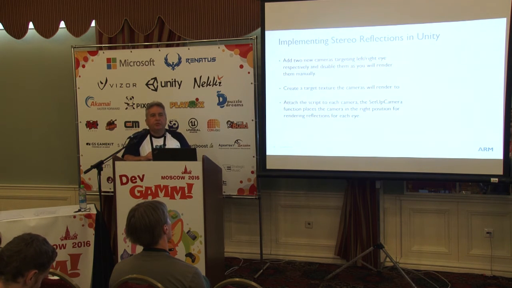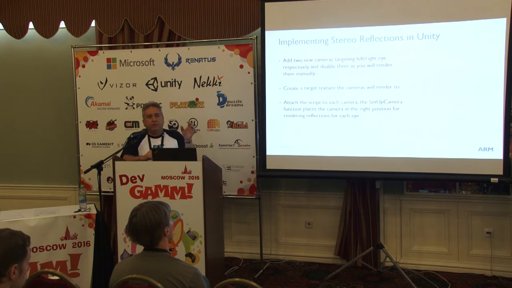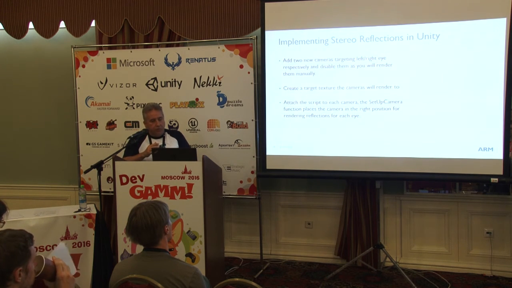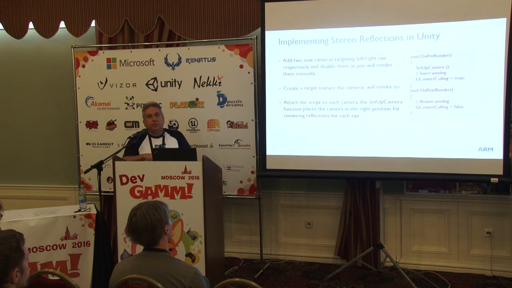The first step is to create two cameras that will be responsible for rendering the reflection from the left and from the right eye. We create those two new cameras, but we need to disable them because we will handle their rendering manually. We need to render them manually because we need to be synchronized with the main camera. So we create the two cameras, we create the target the cameras will render to, and we will attach this short script to each camera.